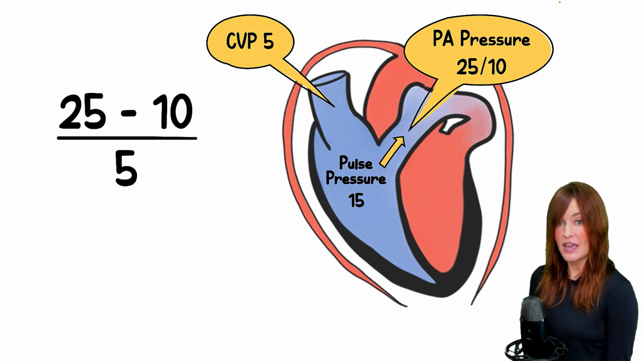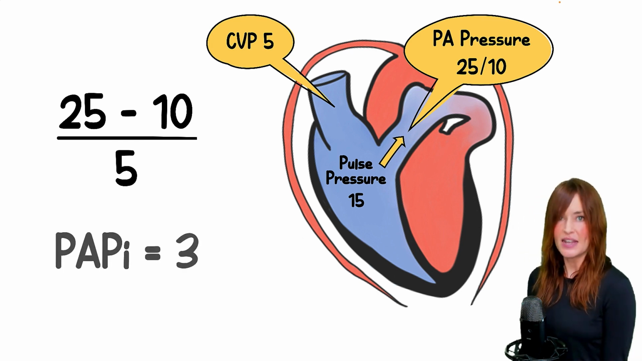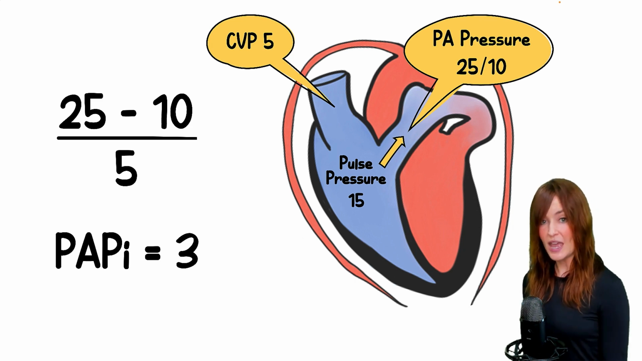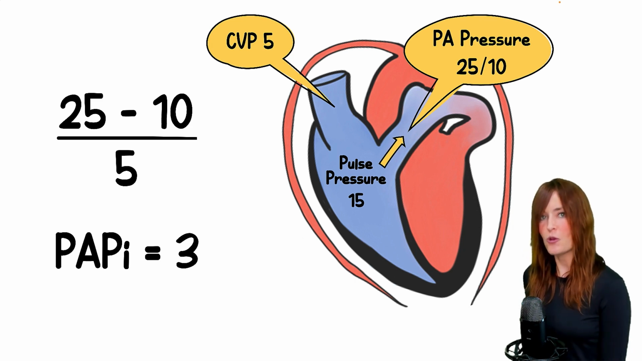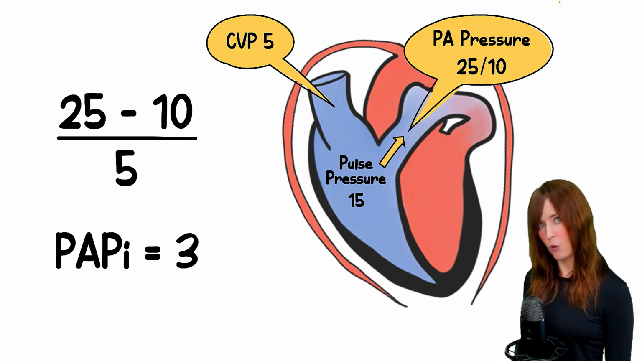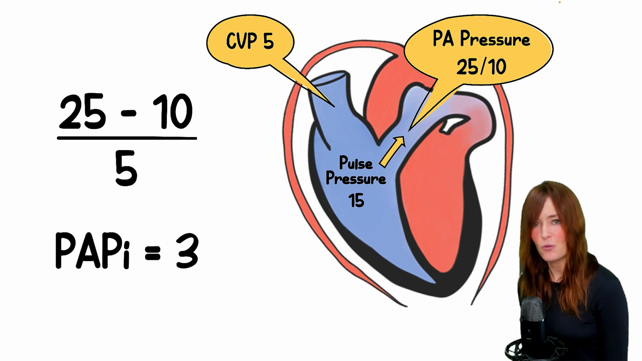So in this case, we'll say the PA pulse pressure, 25 minus 10, divided by the CVP of 5, that's a PAPI of 3. That's good. Your right ventricle's doing great, because what we're saying is that the right ventricle in this case can push as much pressure forward as it's being delivered. It can push at least that much forward. Because when it can't, that's when things start backing up. That's when we get in trouble.